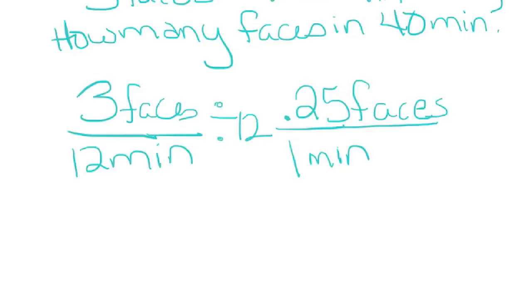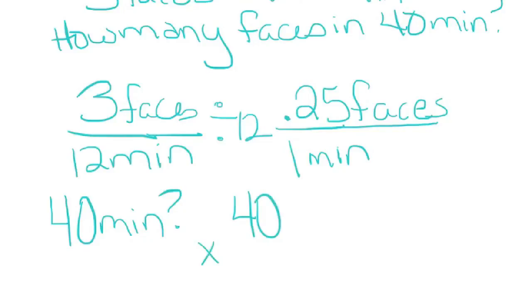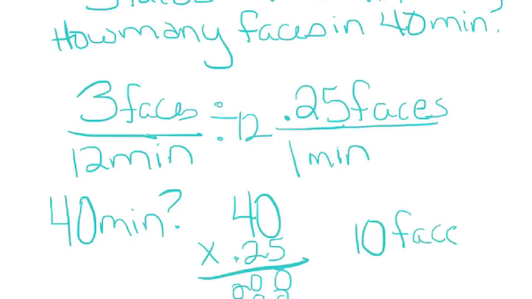Now, the question was, how many in 40 minutes? Now, how do you think you'd solve that? Okay, well, my guess would be that you need to multiply 0.25 times 40. Okay, if she does 0.25 faces in 1 minute, we need to do 40 times 0.25. Okay, we can multiply that out. And we're going to get 10. Okay, it's kind of messy there. But she would do 10 faces in 40 minutes.